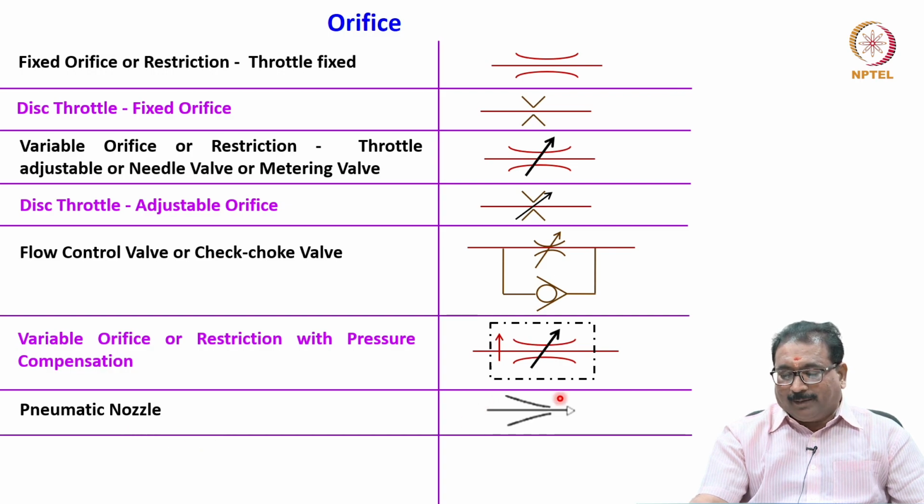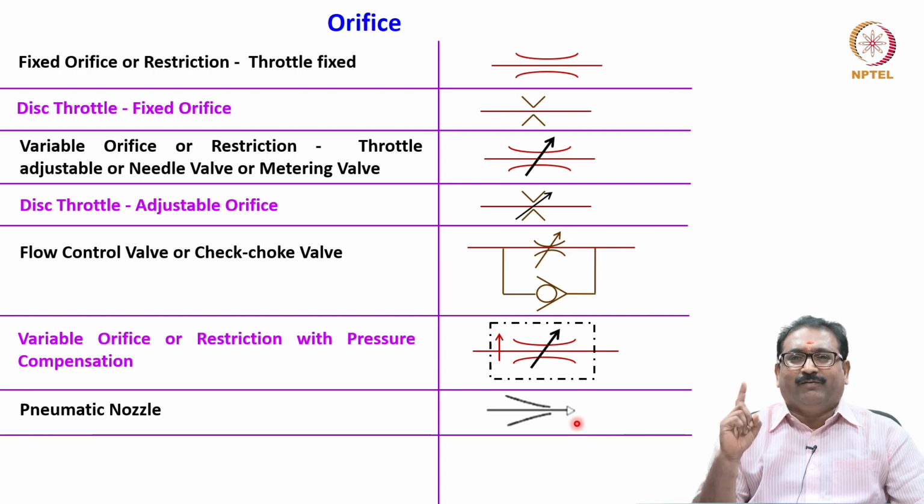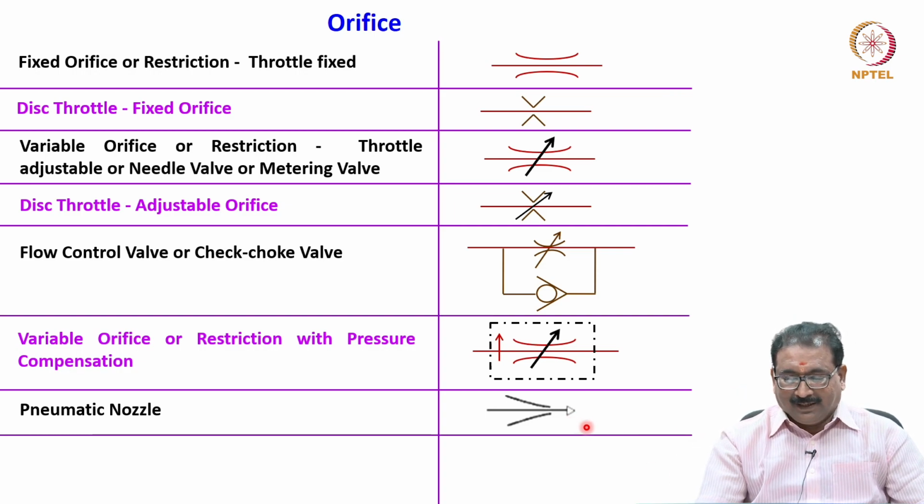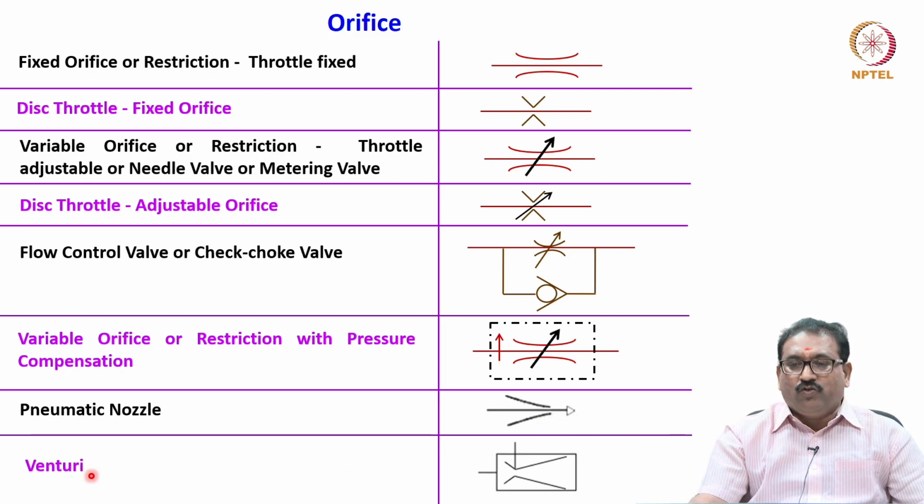Pneumatic nozzles, how they are represented, you will see. This is, you will see. If this is filled, then it is a hydraulic nozzle. That is what I am telling. Small differences are there. Not filled, it is a pneumatic nozzle. Venturi, how to represent, you will see. Venturis, how they are represented.